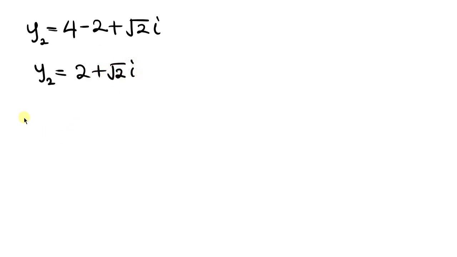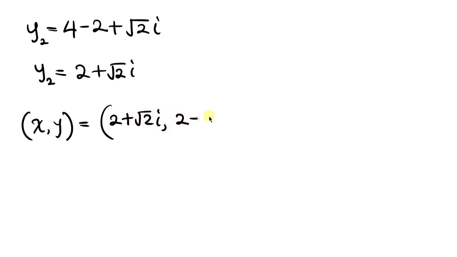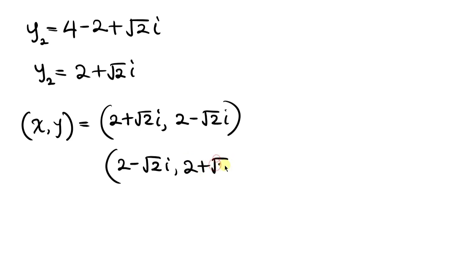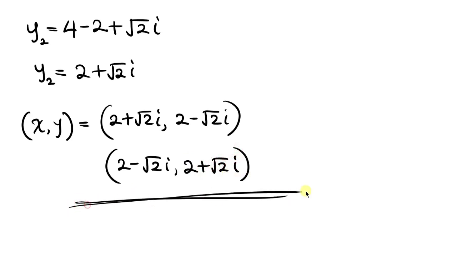Very good. So our values for x and y are: when x is 2 plus root 2 i, the corresponding value for y is 2 minus root 2 i. And when x is 2 minus root 2 i, the corresponding value for y is 2 plus root 2 i. Very good. And these are our final solutions.